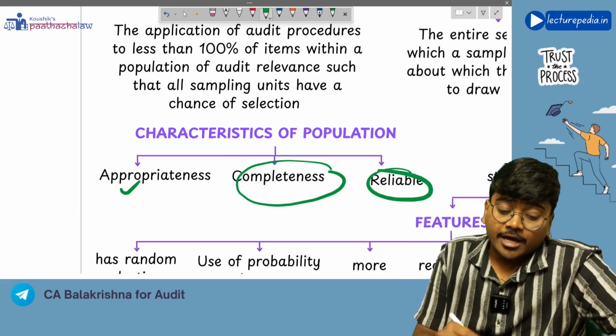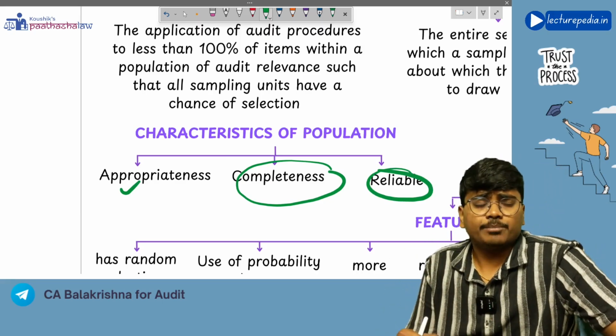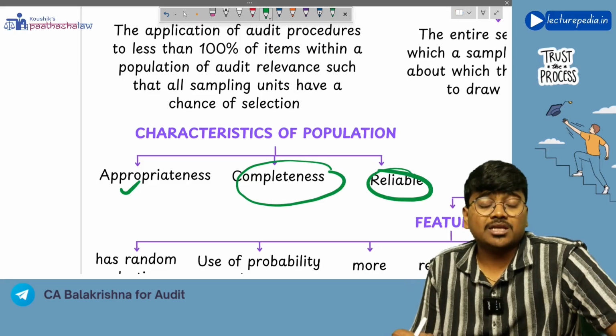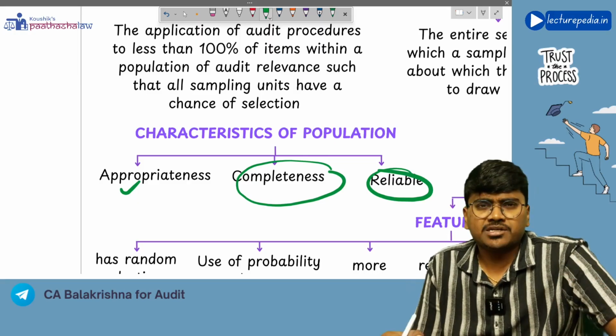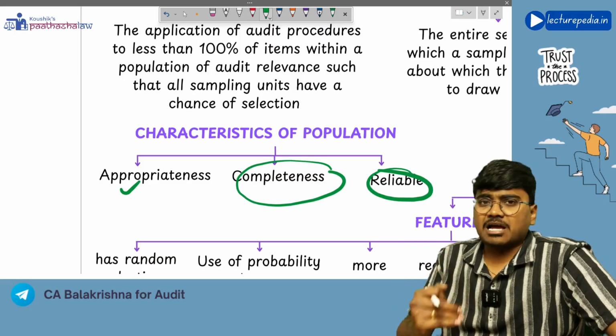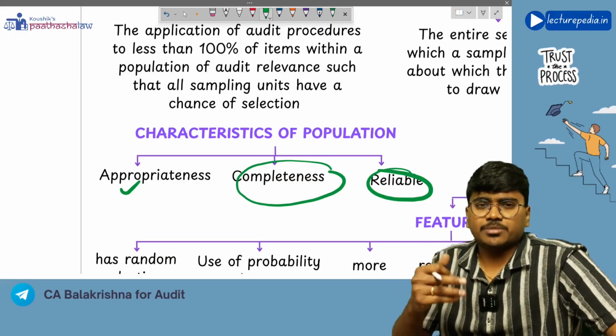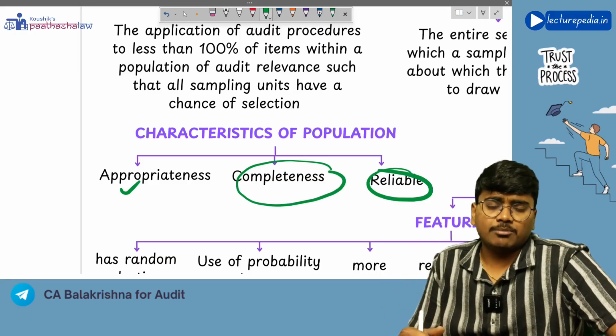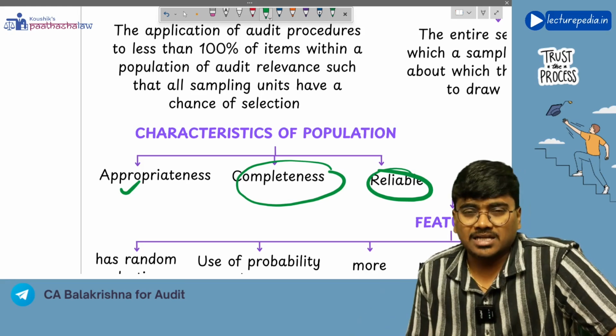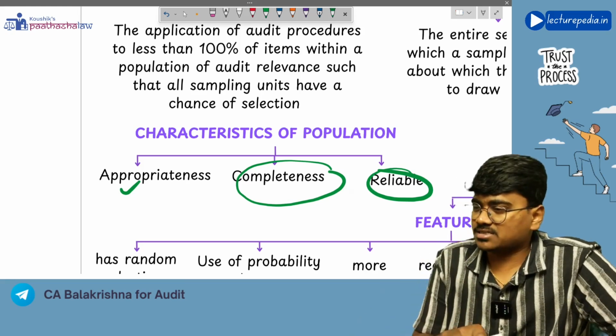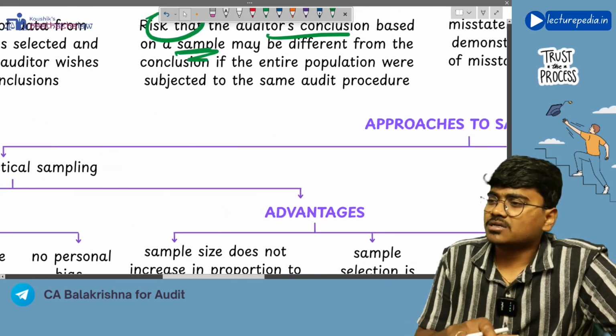And finally, it should be reliable. The population based on which you are taking the sample should be reliable. If the population itself is not reliable, the sample and the evidence, the misstatements or the procedures that you perform on the sample will also not be reliable, right? Yes, these are the characteristics of population.